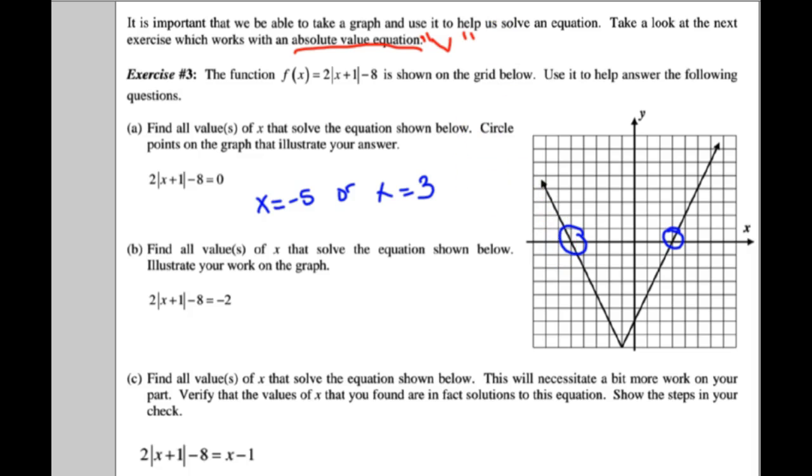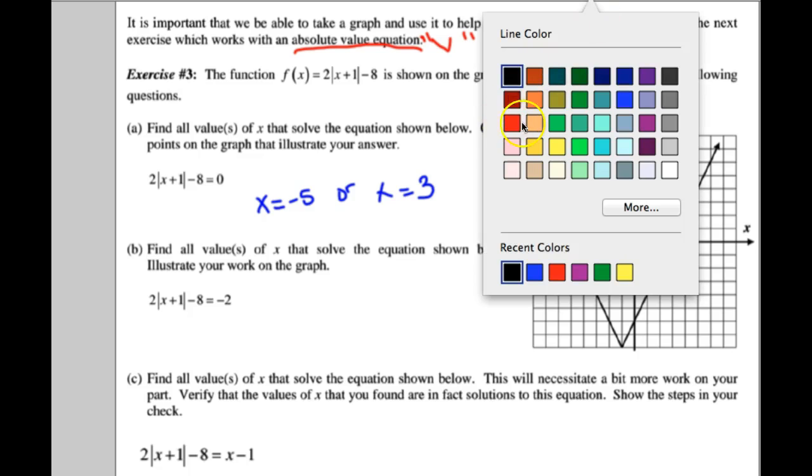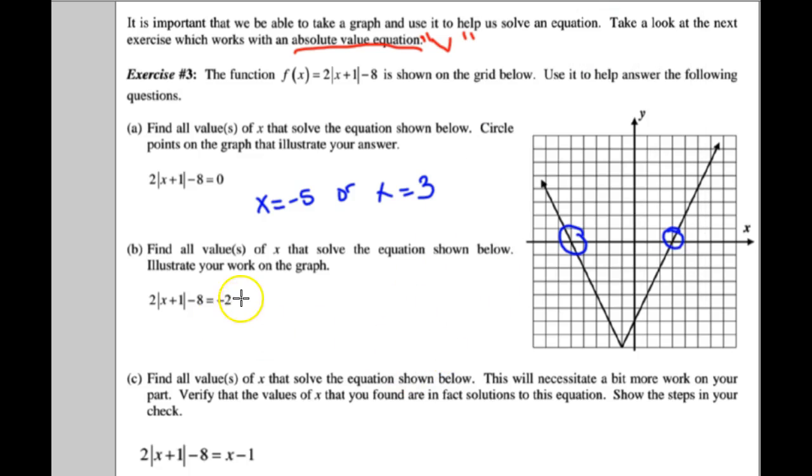Part B says, what if this entire equation is equal to -2? How would I solve that then? So all that means is I'm going to take a line, okay? Let's make this line red, and I want to draw a line where it's at -2. So I know -1, -2. So it will be a line right here.